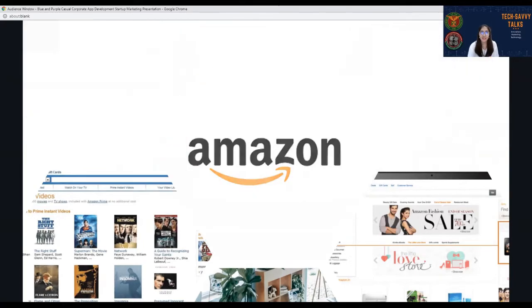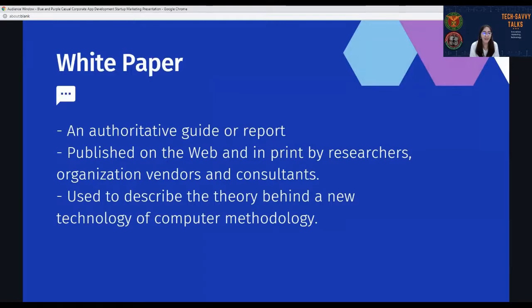So for high-tech companies, the product catalog is what we call as the white paper. So it's an authoritative guide or report that explains the benefits of particular technology. When we say authoritative, it means exhibiting the authority over a chosen niche. And mostly they are long-form content intended to educate the target audience and delve deeper into industry trends, issues, and policies, and explains its causes, implications, and benefits.